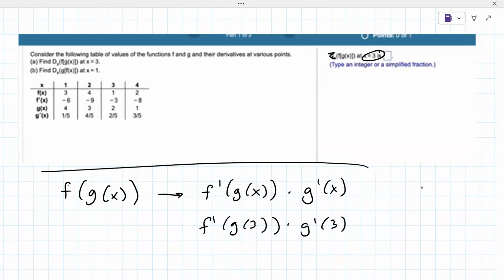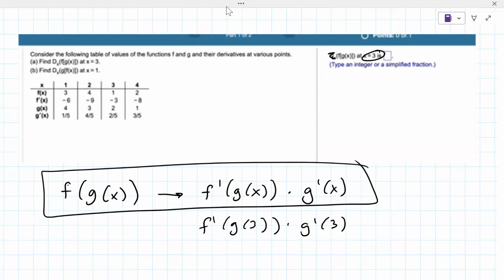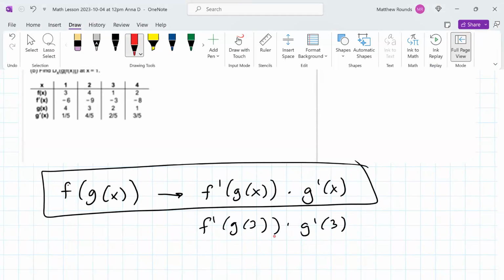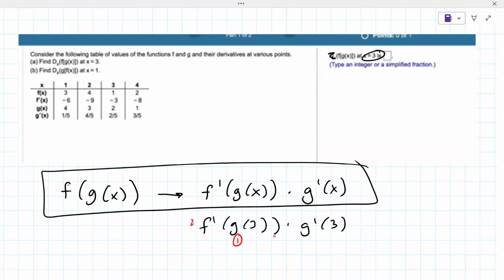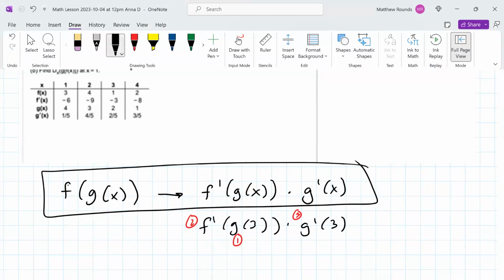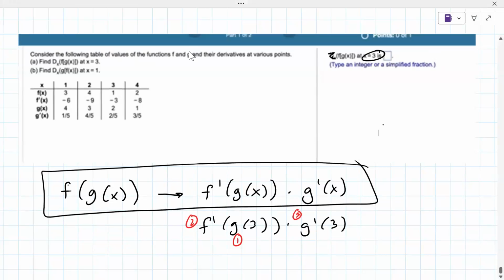So this is the part you have to remember. Because then you'll really like, oh, I'm just putting 3 in for x. So you start here, you do the g first, then the f prime, then the g prime. So g of 3, you go to your table here, you find 3. There's 3. g of 3 is 2. So it's f prime of 2.